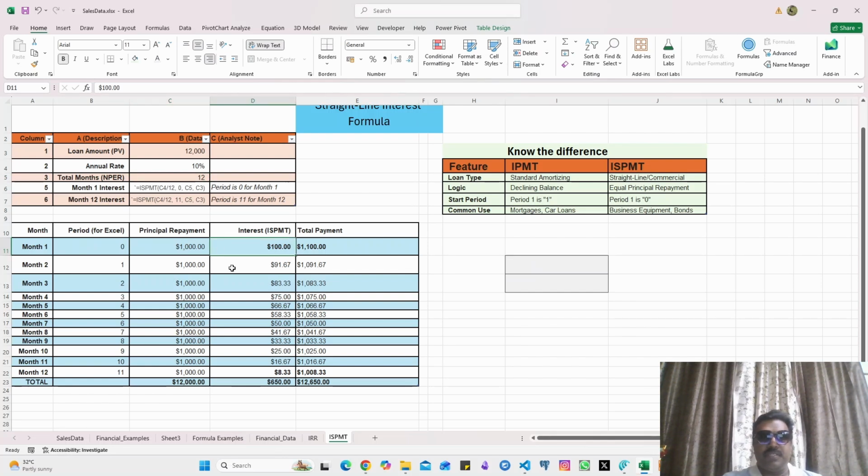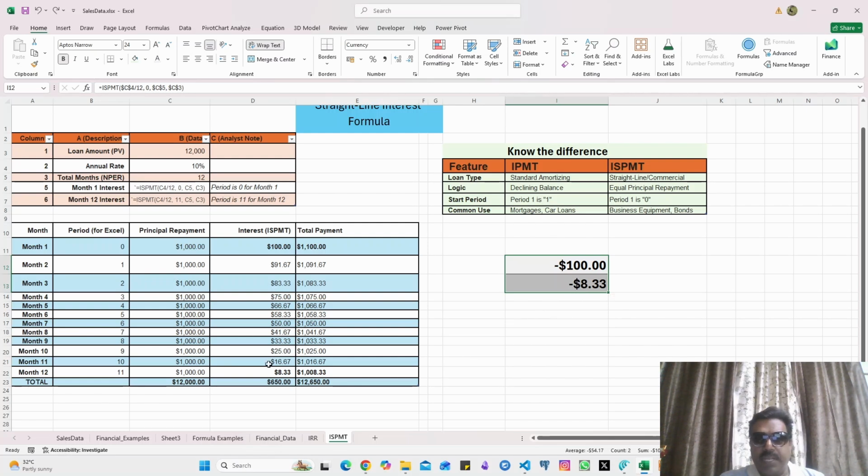Currently, ISPMT is a zero-based index. To calculate interest for month 1, we enter period 0 in this scenario. And your month 1 interest is exactly $100, calculated on the full $12,000 balance. By month 12, which we enter as period 11, you have retired most of the debt, leaving an interest cost of just $8.33.